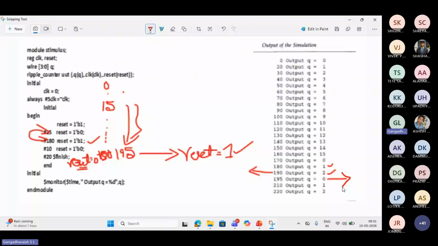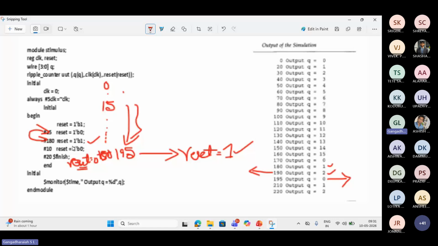Even in between, if I make my reset 1, is it really coming back to Q 0? That's what I'm trying to test in between. Like this, you can test wherever you want. This is one scenario I'm trying to highlight. Is this clear? Now it is 0. Now at 195, I'm making it 0.